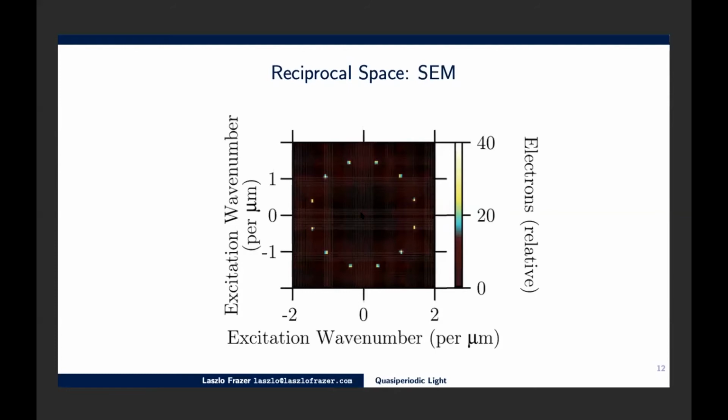This is the SEM image. So again, this is looking at the matter. The SEM image, when presented in reciprocal space by Fourier transforming, has a 12-fold symmetric pattern. So again, in real space, it's not symmetric. But if you look in reciprocal space, there's this very obvious symmetry.